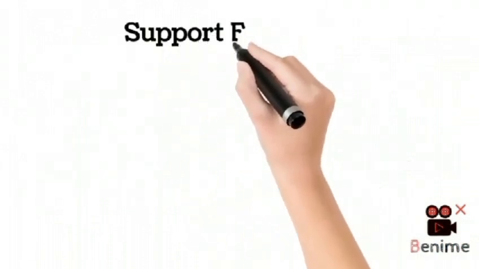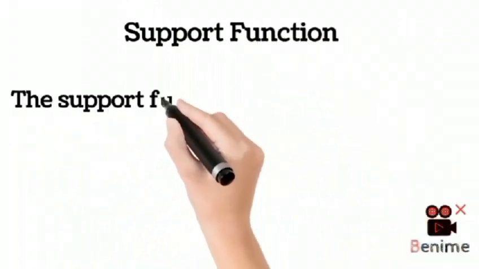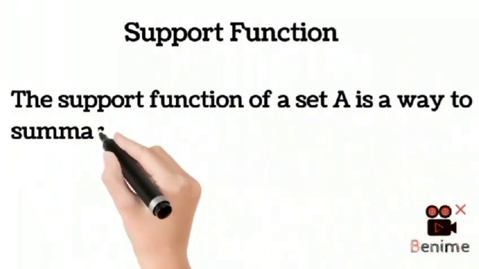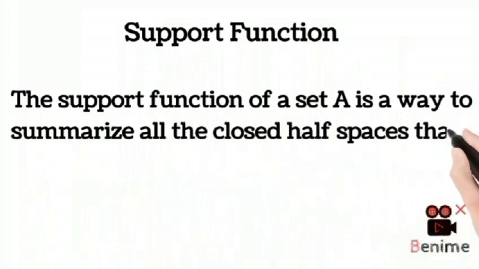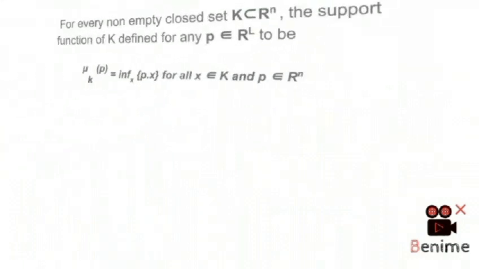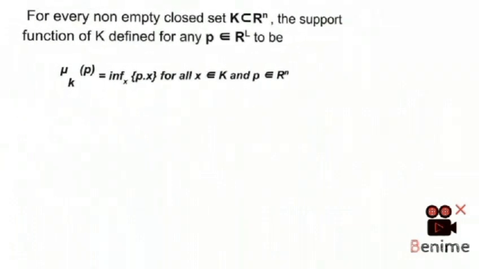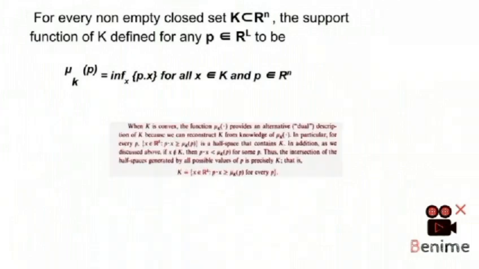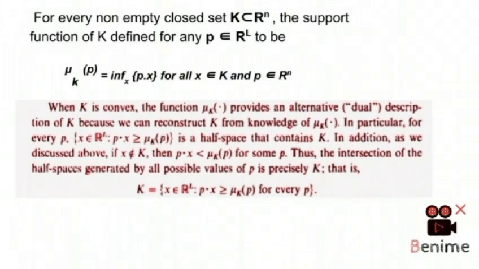Now our topic is support function. The support function of a set A is a way to summarize all the closed half spaces that include A. Specifically, for every non-empty closed set K subset of R^n, the support function of K is defined for any p belongs to R^n to be μ_K(p) = inf of p·x for all x belongs to K. When K is convex, we can reconstruct K from the knowledge of μ_K. That is why the function μ_K provides a dual description of K.